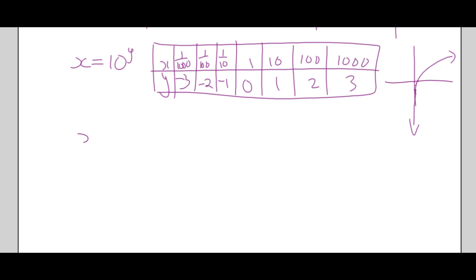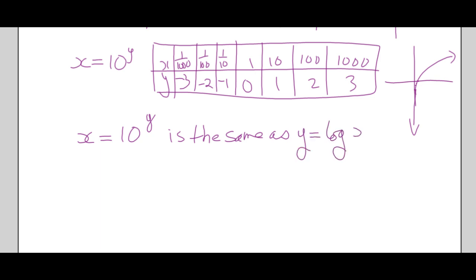So what we have is that x is equal to 10 to the power y is the same as, okay? We don't like that, right? We don't like writing functions so that it says x is equal to. We like to write it y equals. So we can translate this and it becomes y is equal to log x. Okay? And there's actually a base of 10, so we put the 10 down here. So we say y is equal to log base 10 of x.